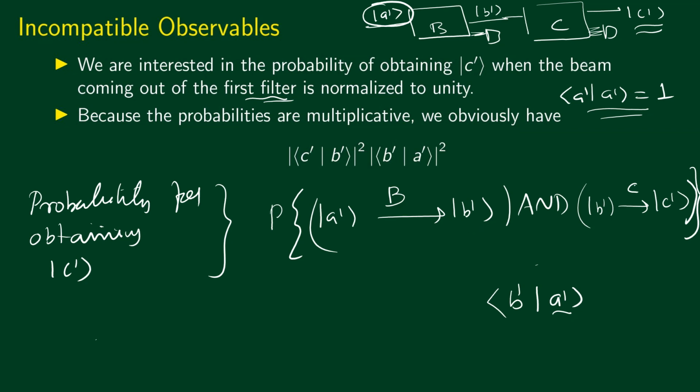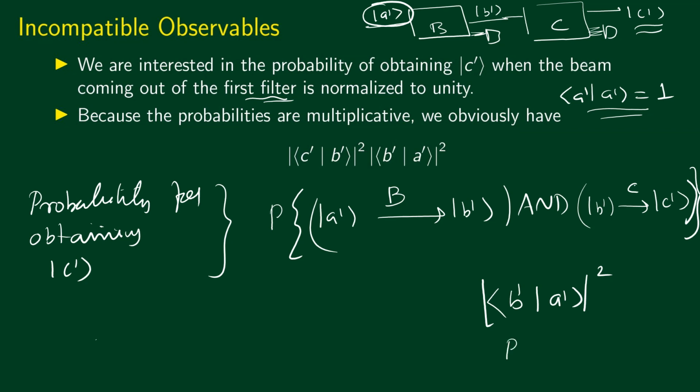The probability is obtained by taking the component of ket A prime in the direction of ket B prime, or by projecting ket A prime in the direction of ket B prime. This would give the expansion coefficient, and the modulus square of this will give you the probability of obtaining ket B prime starting with ket A prime. This is the basic probability postulate.